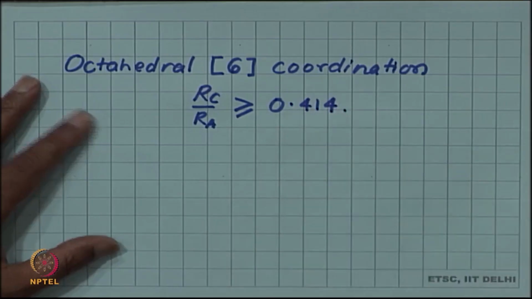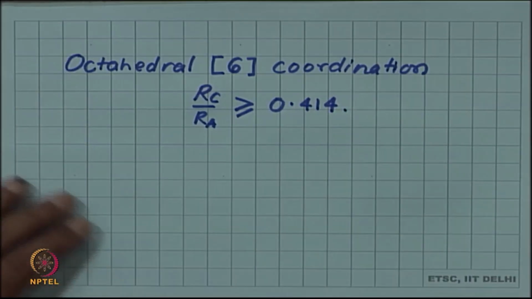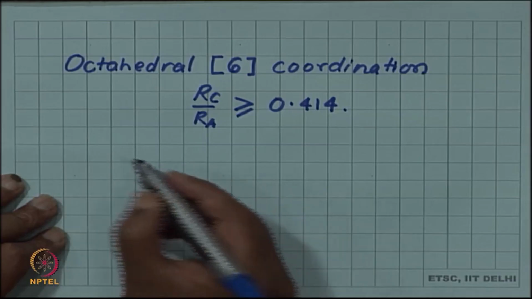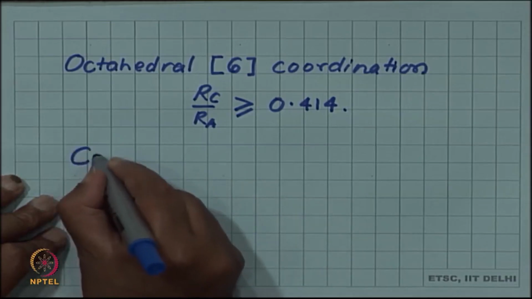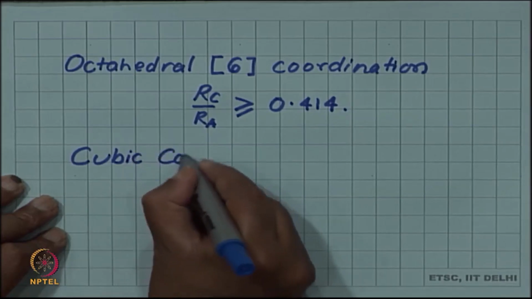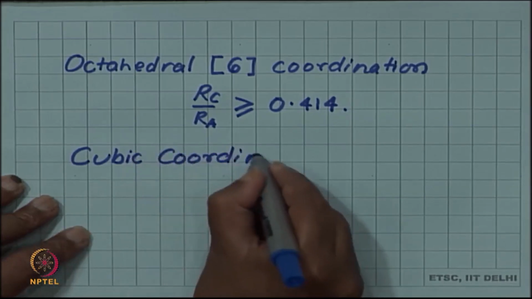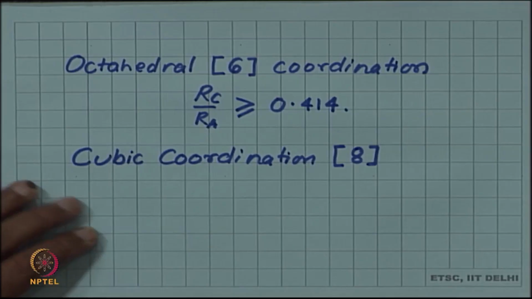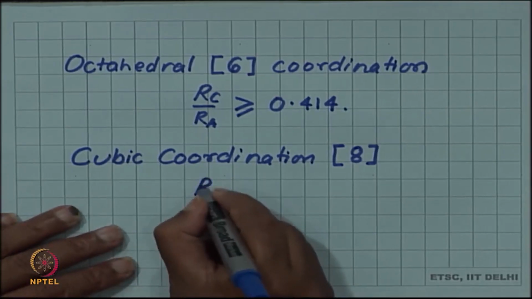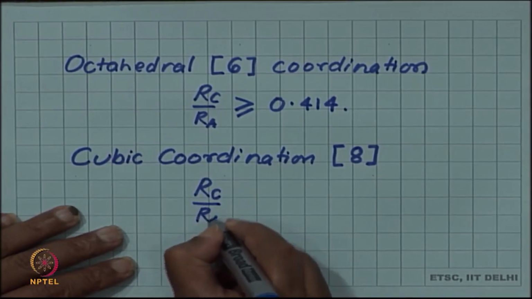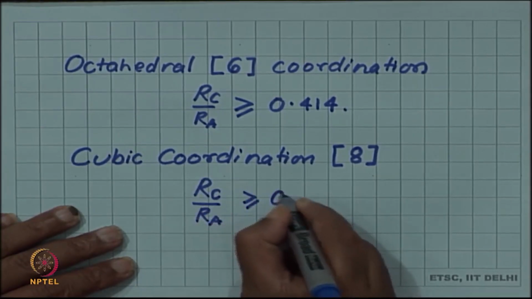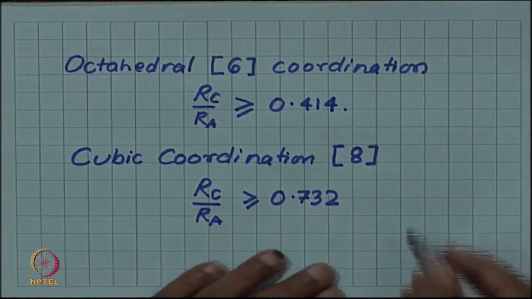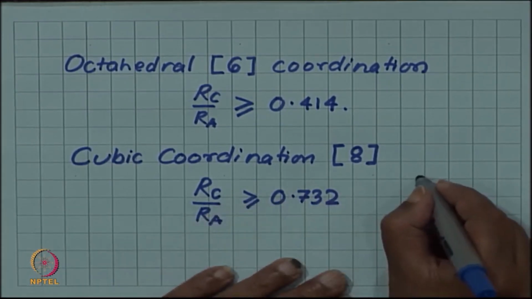So, for a stable octahedral coordination it will be 0.414. We never discussed a cubic void, but you can think of a cubic coordination. That is 8 anions around a cation, and if you do a calculation you should be able to show that Rc by Ra for this will be 0.732.